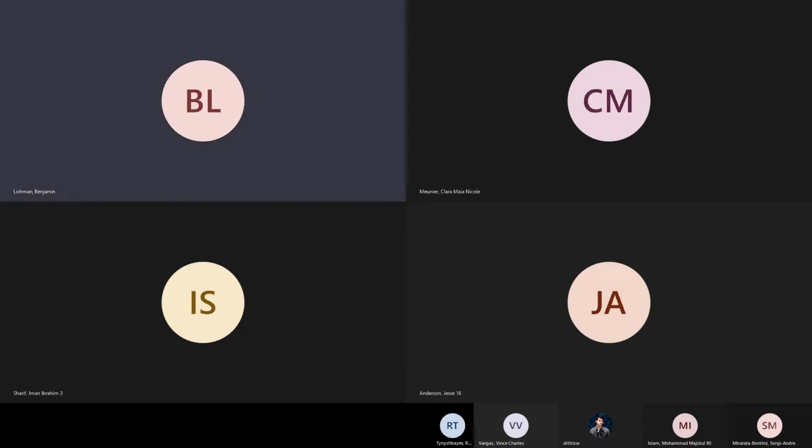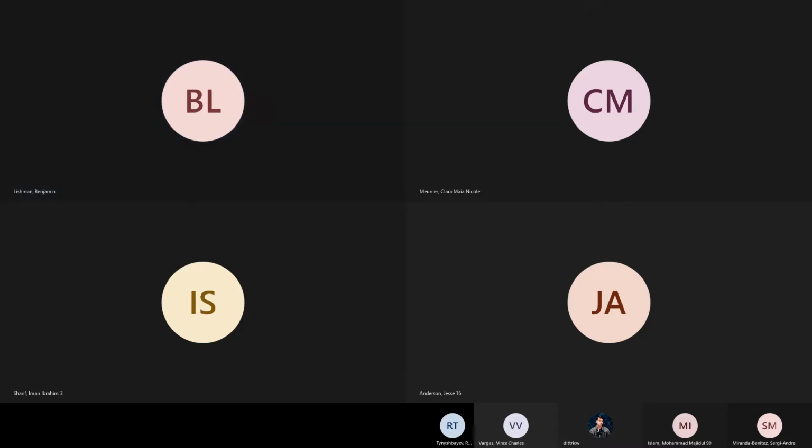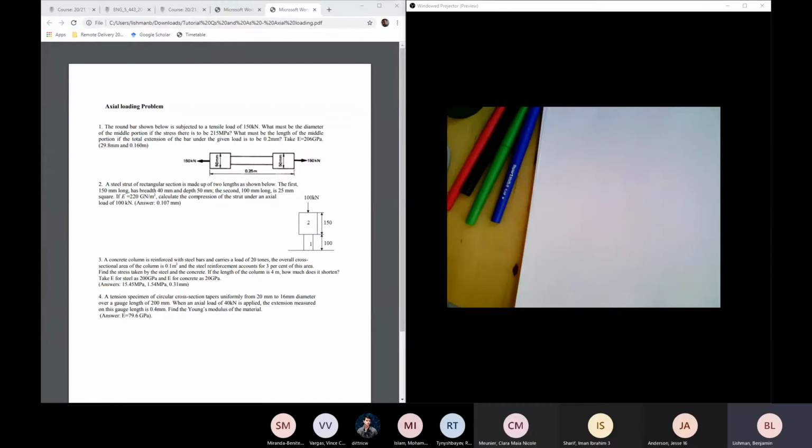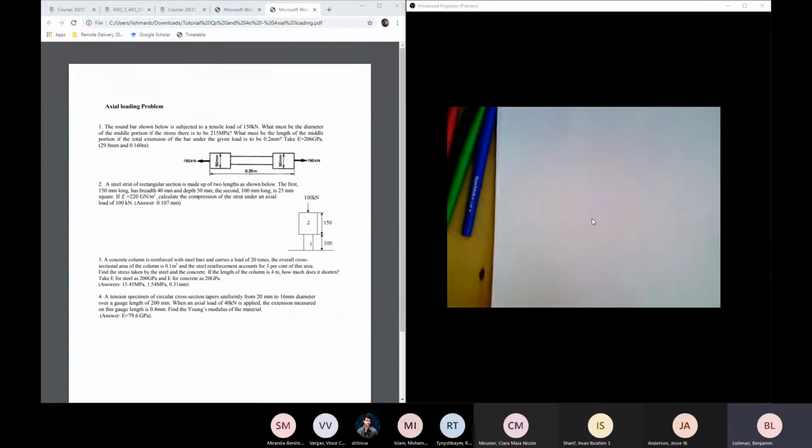And for my final trick, so can I check, can you see the axial loading problems over here on the left-hand side and a video of my blank sheet of paper and pens on the right-hand side? Yes. Great. Okay. Let's take it from there and see how we get on.